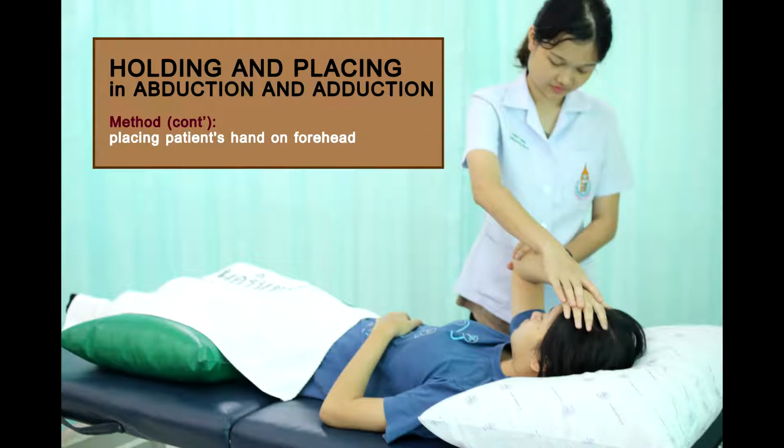Holding and placing in abduction and adduction. Starting position is supine lying. Physical therapists have to move the patient's shoulder in flexion 90 degrees and then place the patient's hand on the forehead.